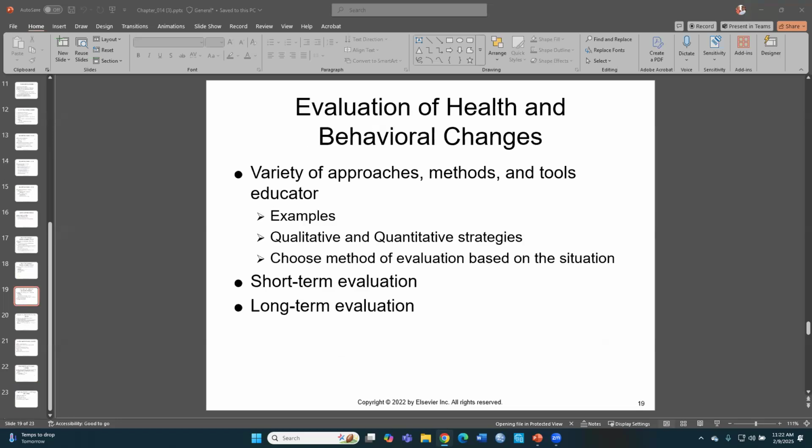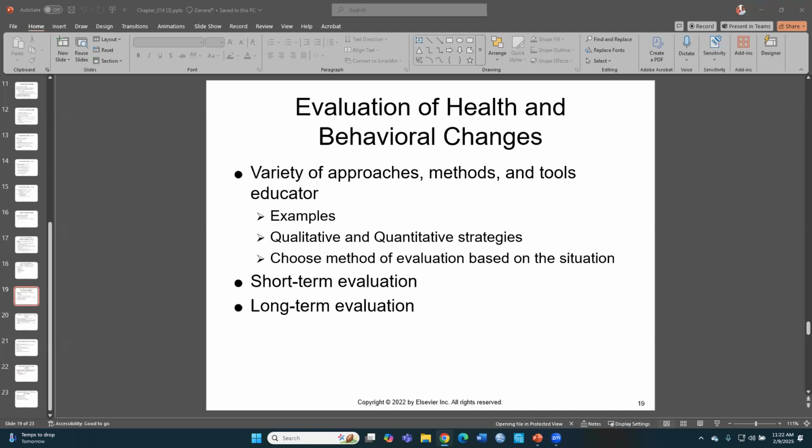When we look at evaluating health and behavioral changes, there's a variety of approaches that we can use. Questionnaires, rating scales, surveys, checklists, skills demonstrations, feedback, direct observation. And so we can do short-term evaluations. Right, that's usually like your see one, do one, teach one, right?